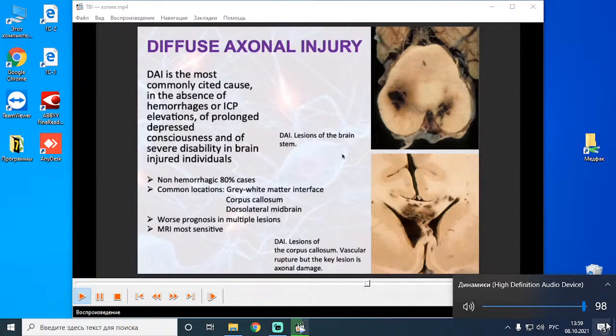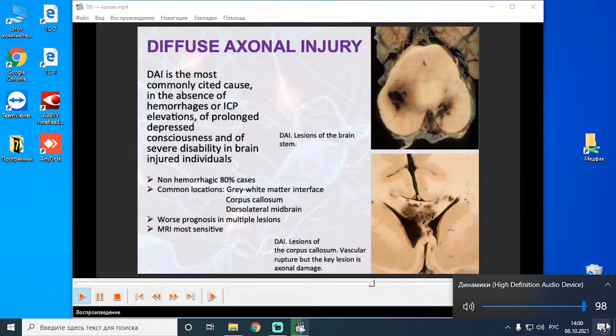Non-hemorrhagic in 80% of cases. Common locations: gray-white matter interface, corpus callosum, dorsolateral midbrain. Worse prognosis with multiple lesions. MRI is most sensitive. Here you can see DAI lesions of the brainstem, these black parts. DAI lesions of the corpus callosum.